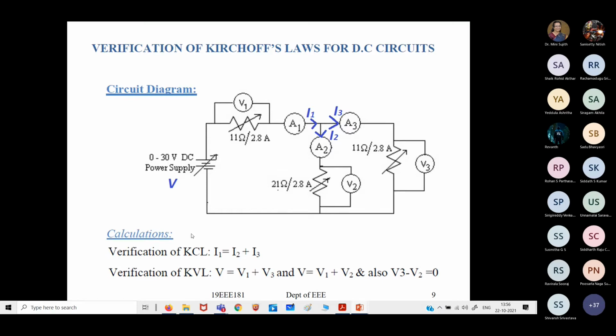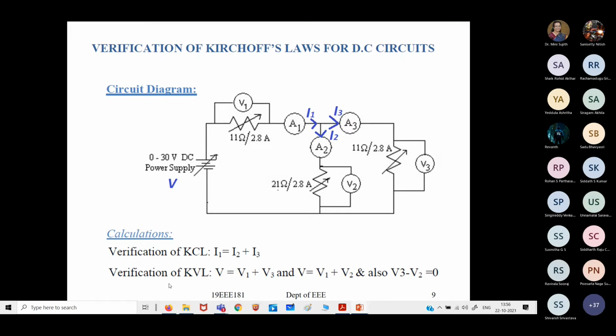So what we have to find out? We have to verify KCL, which means that the total current is equal to the sum of outgoing currents, which means I1 is equal to I2 plus I3. Then KVL, voltage drops, because 21 and 11 are in parallel. Parallel means they will have the same voltages. So either it is V1 plus V3 or V1 plus V2, because V2 and V3 are the same. So if they are the same, if you subtract it, it will come down to 0. So these both we have to verify.